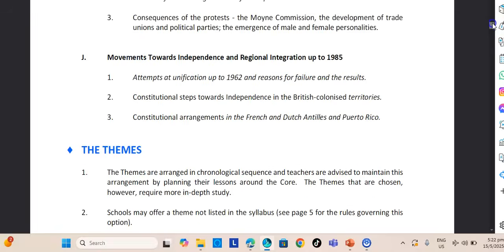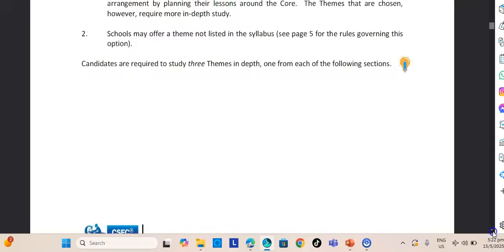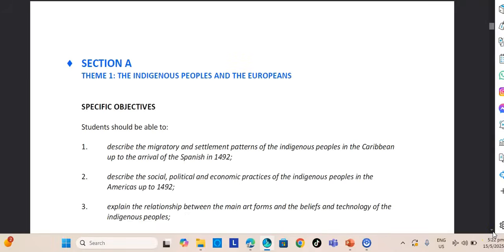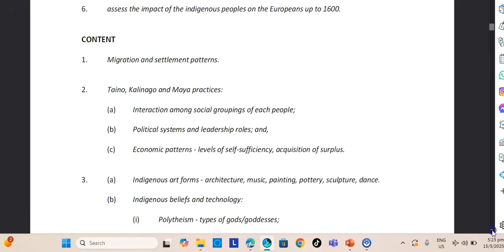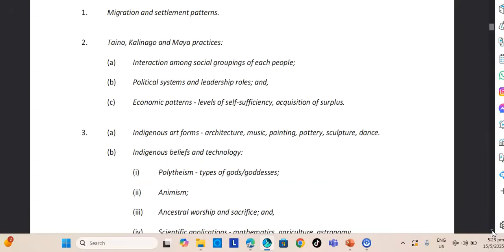Let's go back. We have just described, let's go to the syllabus. So we just looked at describing the social, political, and economic practices of the indigenous peoples in the Americas up to 1492. Now we're going to explain the relationship between the main art forms and the beliefs and technology of the indigenous peoples. We're going to look at indigenous art forms such as architecture, music, painting, pottery, sculpture, and dance. All right, so if you get a question asking about indigenous art forms, these are what you should be talking about.